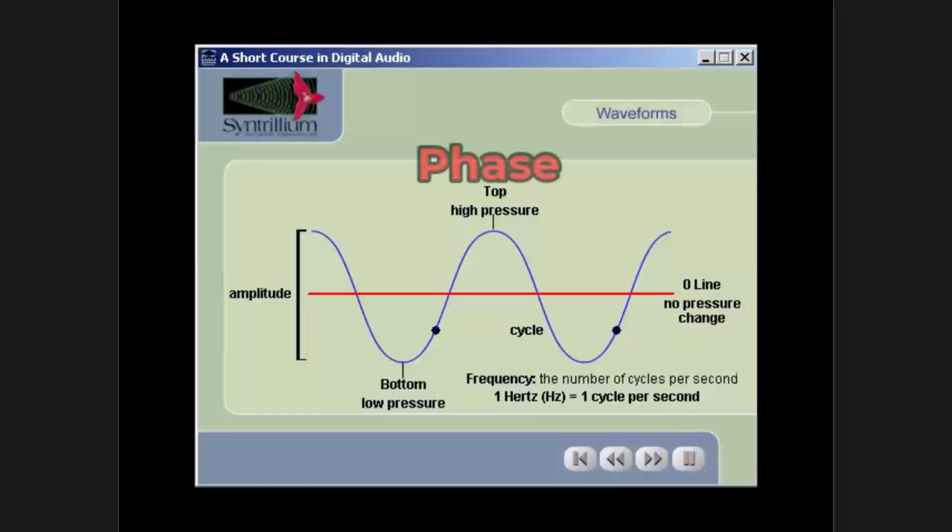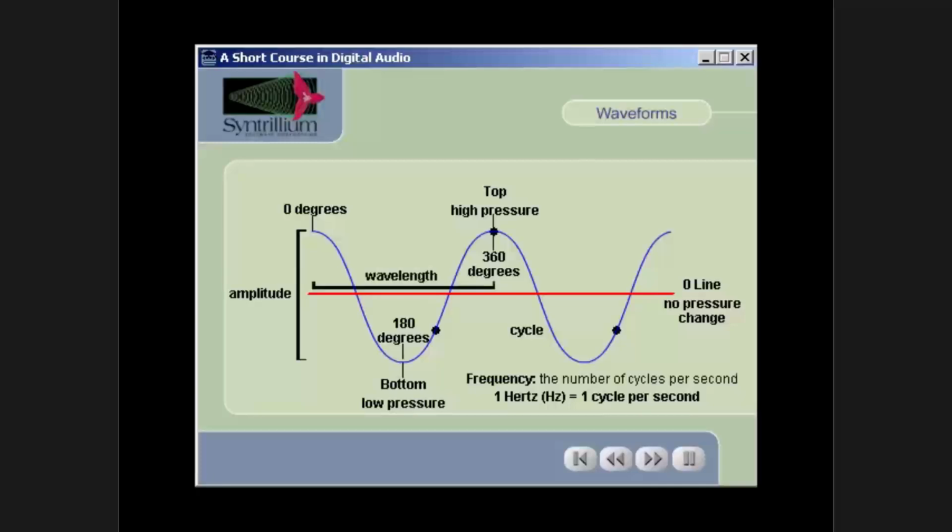A waveform's phase is a measure of how far through a cycle the waveform is. There are 360 degrees in a single cycle, so if you started measuring with 0 degrees at the peak, the waveform would be at 180 degrees at the trough, and back up to 360 degrees at the next peak. The wavelength is the distance, measured in inches or centimeters, between 2 points with the same phase.